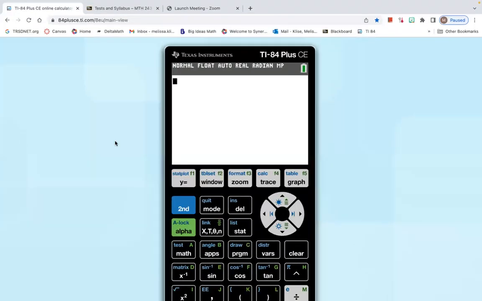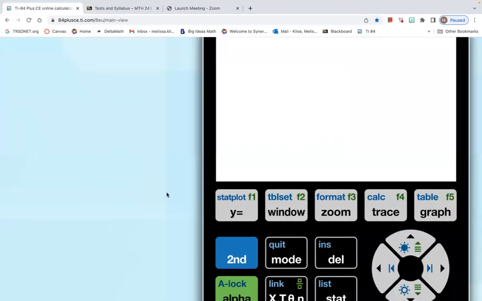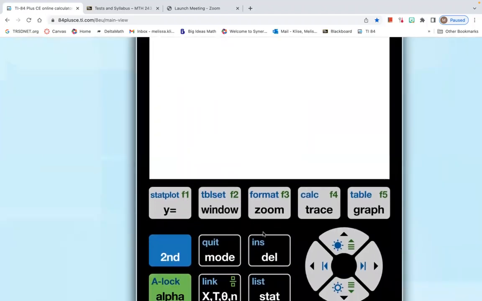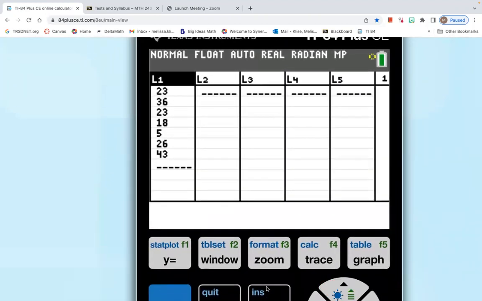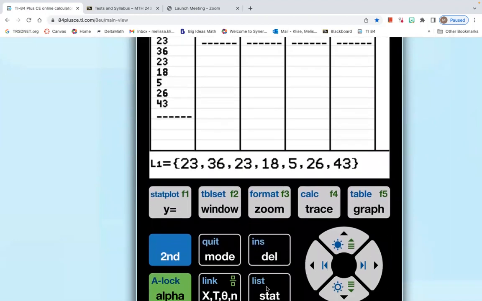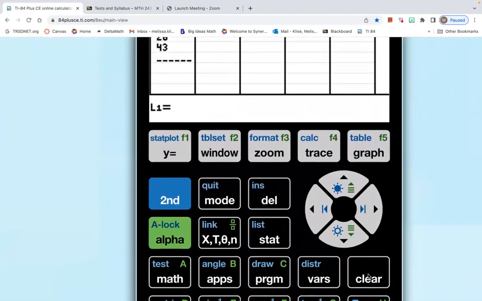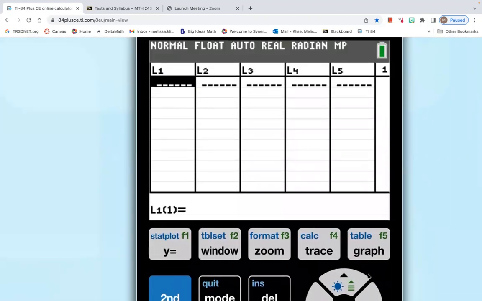Okay, let me move some stuff around here. I'm going to make it big so you can see it, maybe. Hit my stat, edit. Remember, we do clear, not delete. Do not hit delete, hit clear and enter. Okay. I will put the values in here and you can copy me unless you have it printed.